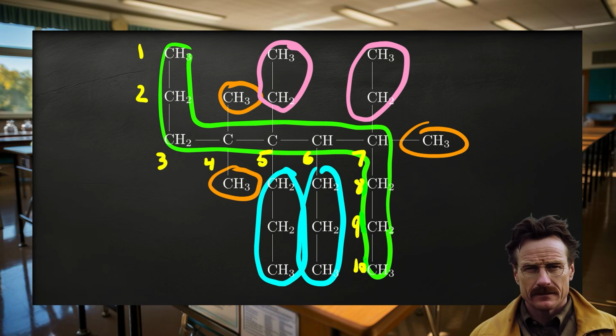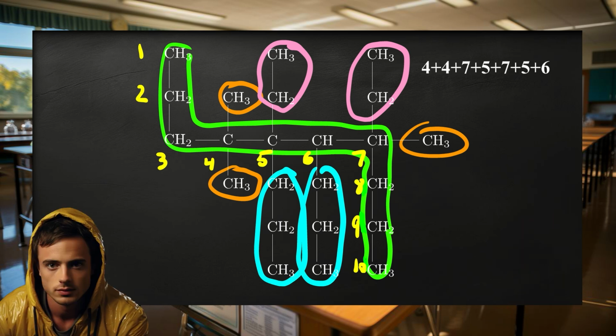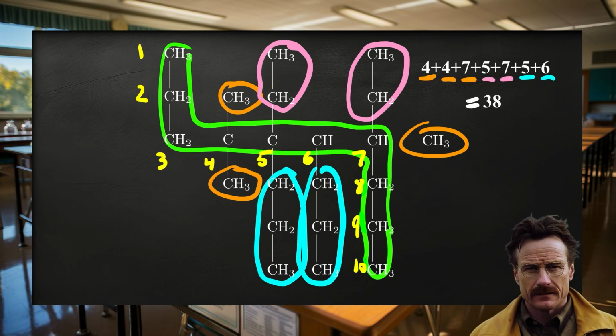Okay, now let's add up those numbers. 4 plus 4 plus 7, then 5 plus 7, and then 5 plus 6. That gives us 38. Right, Mr. White? Correct, Jesse. Now let's try numbering from the other direction. I will put in the numbers if we start at the other end.